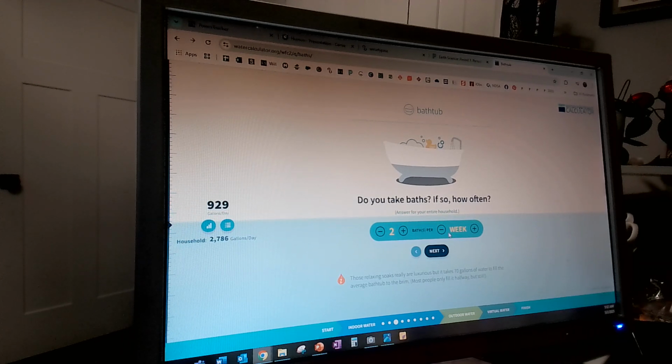Now make sure you're looking at this. You could do it by day, by week, by month, or by year. But for me, it's easier to think weeks. So I take 2 baths a week, and then Will takes about 1, maybe 2 baths per week. So I'll go on the heavier side, about 4 baths each week in our household. Make sure that you're answering for your entire household.